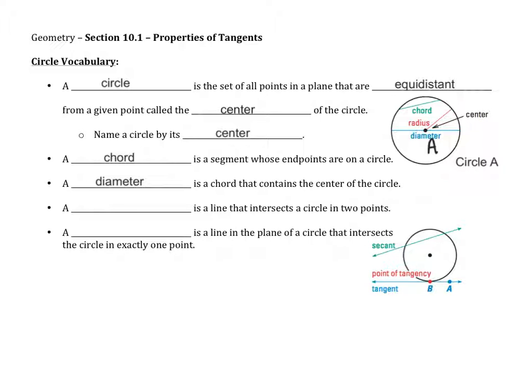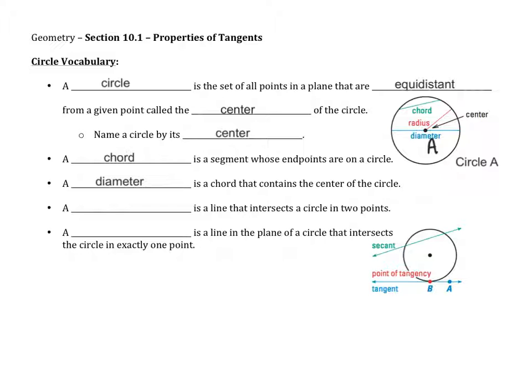Now, one more thing that is not specifically defined in this chapter is the radius. So looking at this diagram, it's the red segment right here, and a radius is technically defined as a segment whose endpoints are the center of the circle and a point on the outside of the circle. It is half the length of a diameter.